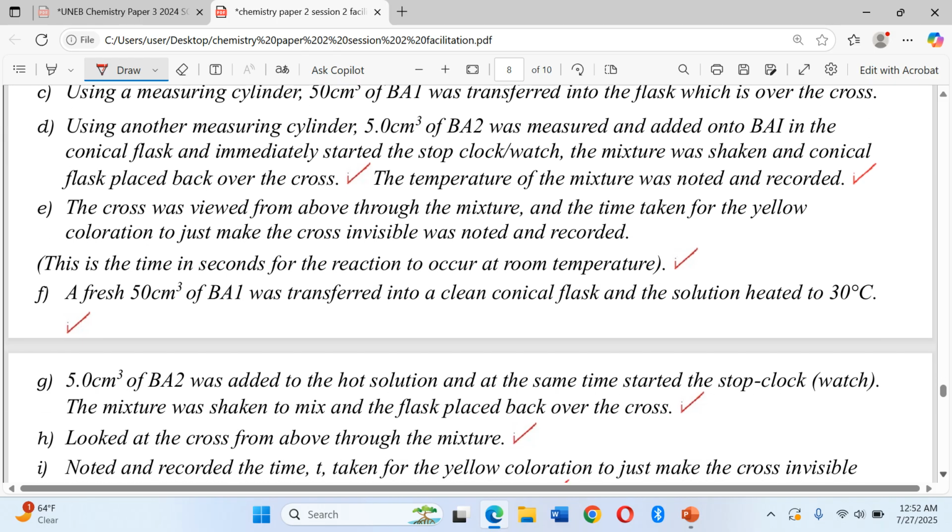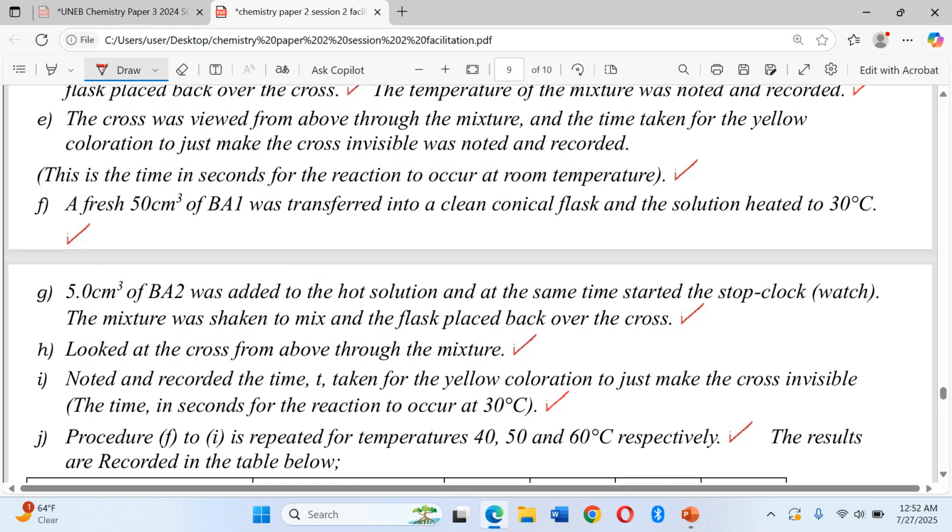So we are looking at now the temperature. After raising the temperature, 5 cubic centimeters of BA2 was added to the hot solution and at the same time the stop clock was started. The mixture was shaken to mix and the flask pressed back over the cross. Looked at the cross from above through the mixture. What did you see? Noted and recorded the time taken for the yellow coloration to just make the cross invisible.